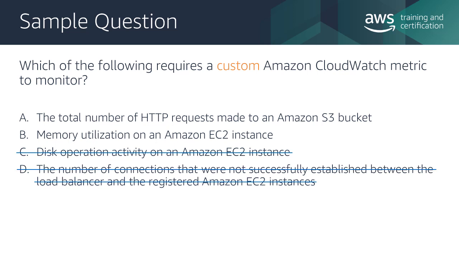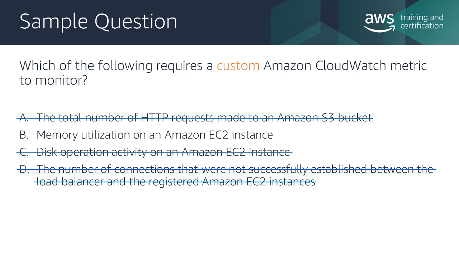Option D, the number of connections not successfully established between the load balancer and the EC2 instance. This also is tracked by the ELB system. Finally, the total number of HTTP requests made by the Amazon S3 bucket. This is tracked also through CloudWatch and is available. Memory utilization is absolutely a custom metric when dealing with Amazon EC2.